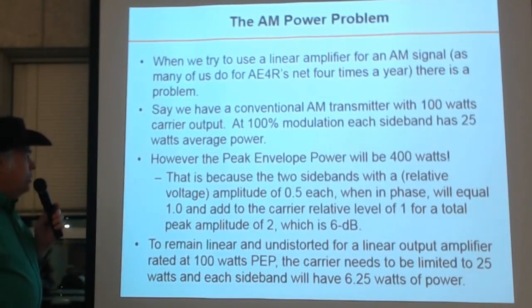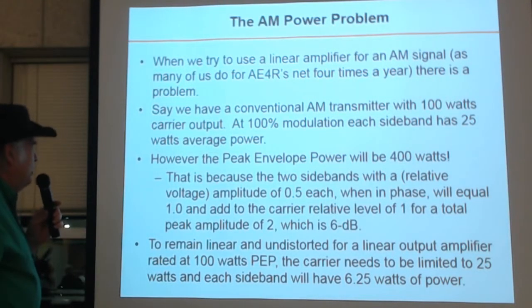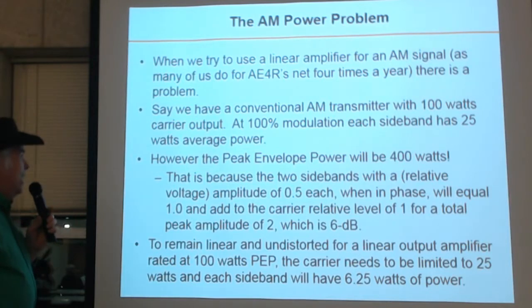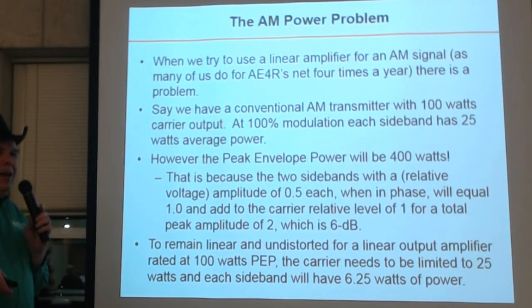So there's an issue with this. Let's talk about Mike's net, and he wants to use AM 4 times a year. So we have a conventional AM transmitter, say the old Heathkit DX100 or a Johnson Viking Valiant or whatever. We're running a 100 watt carrier output. At 100% modulation, each of the sidebands has 25 watts of average power. However, when the two are in phase, they sum up to an amplitude of 2, which is 6 dB.